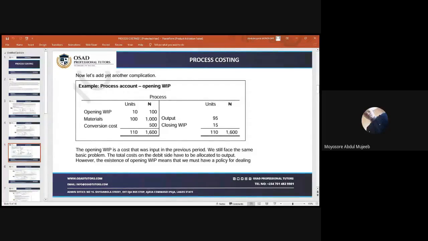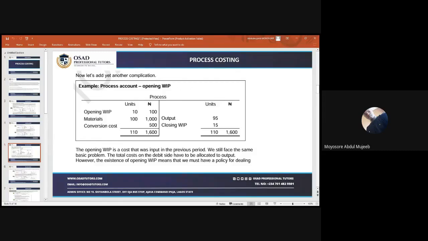Now, this is a new period. We had a closing balance last year of 10 units. Now, this year, it is an opening balance for us. It is 10 units, and we mentioned 10 naira per unit. Since it's not yet finished goods, cost of production is 10 naira per unit. Cost of material 10 naira per unit. That's why we have 100 naira here.